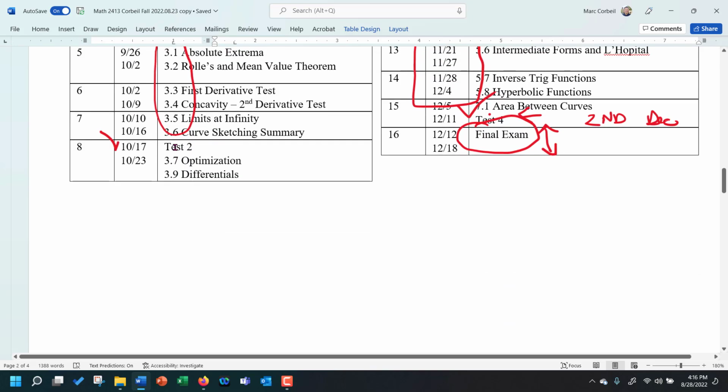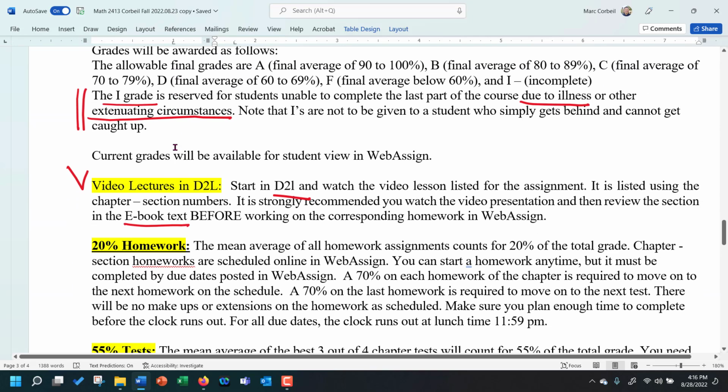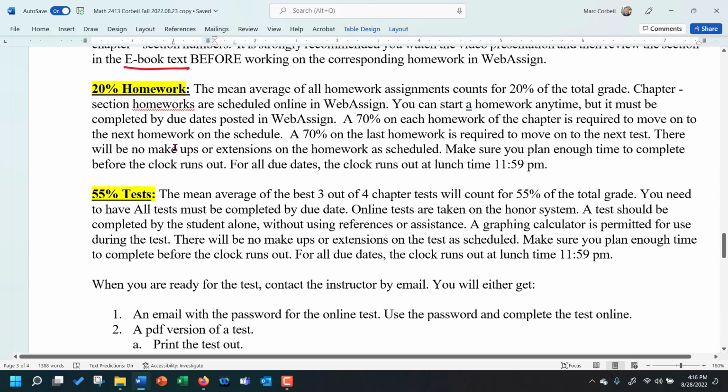So it's going to be pretty heavy, and some of the homeworks are longer than others, so you can't really judge it just by how many of the sections we're doing. And some of the homeworks will be harder than others, so that also is going to be an issue.